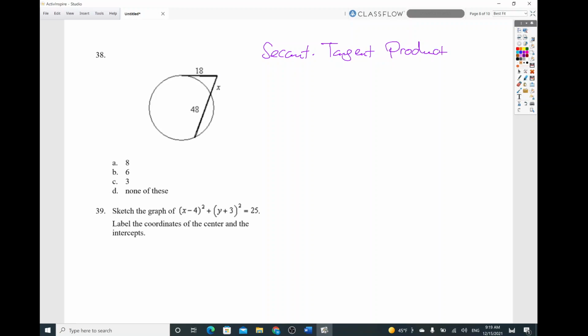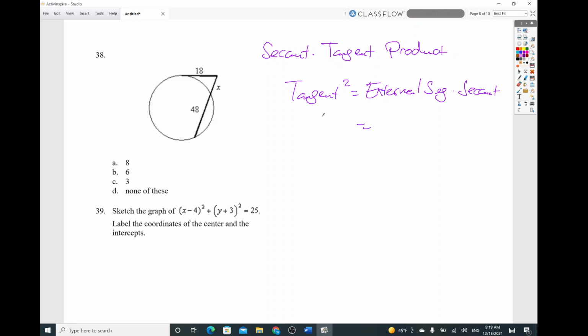So secant, that means this line segment here. Tangent, that would be this one, barely touching the point on a circle. So the way to do that, it's always tangent squared equals the external segment times the secant segment.